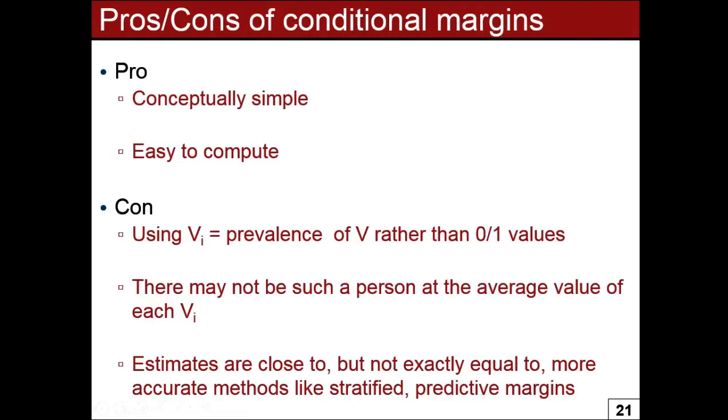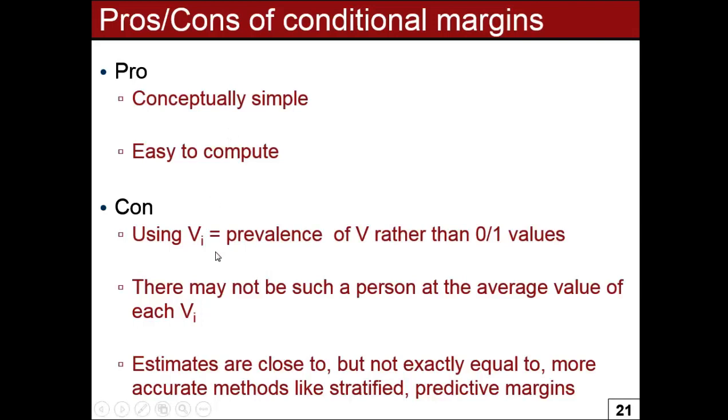So, but there's more. The more is that there's actually a better way to do this than the conditional method. The conditional margins method was conceptually straightforward. Plug in the mean for all the v's, and that solves your problem of plugging in stuff for the v's. Just compute the means of all of them. It's easy to compute.